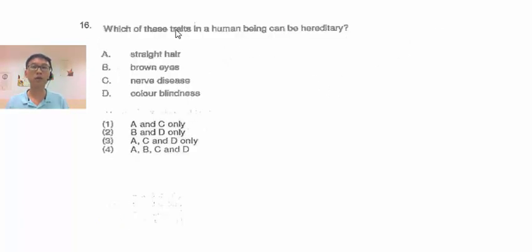Question 16. Which of these traits in a human being can be hereditary? Hereditary means passed on from parent to offspring. So let's see. Which one can be inherited? Straight hair? Can it be inherited? Now we assume this will be what we call naturally straight hair. Yep, this will be inherited. Brown eyes? Yes, the color of your eyes you inherit. Nerve disease? Yes. Okay, if you go and search, nerve disease actually can be inherited and it can be passed on to your children. Color blindness? Yes, it's another one that can be passed on to your children. Okay, so it's all of the above.